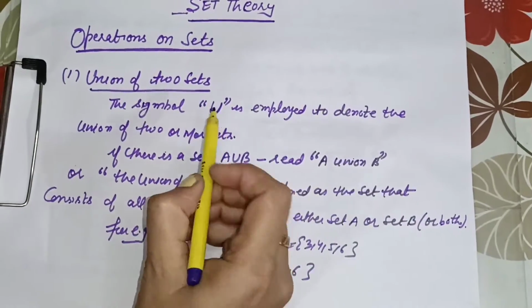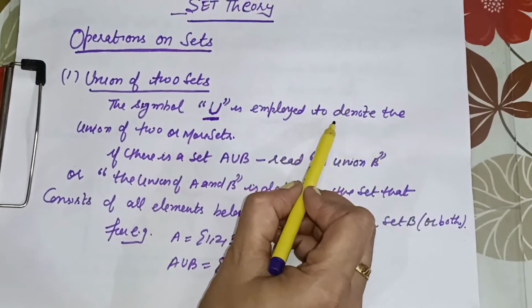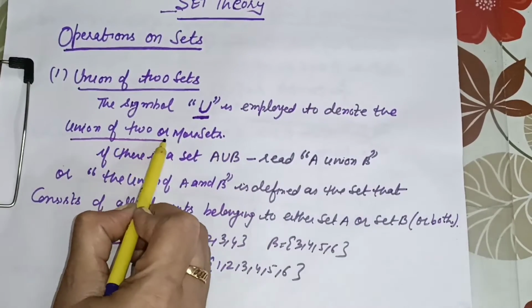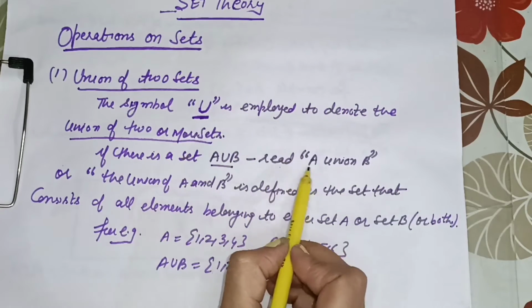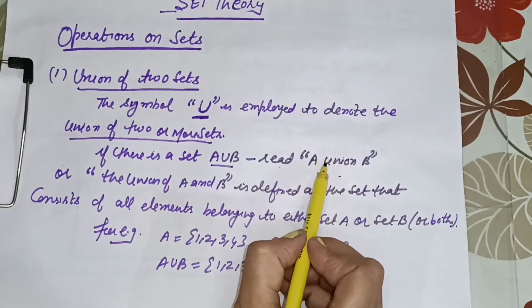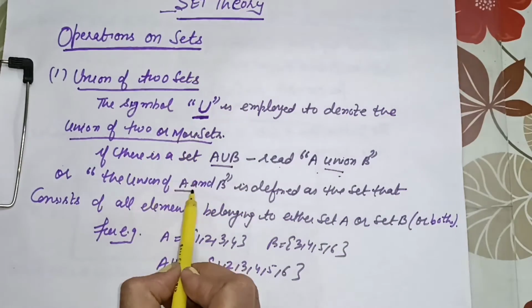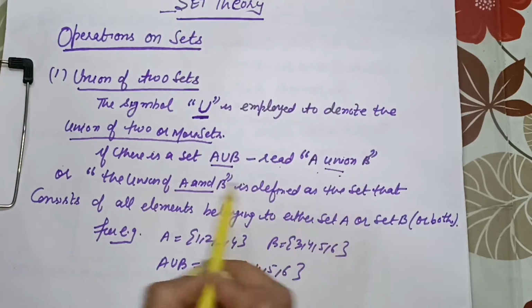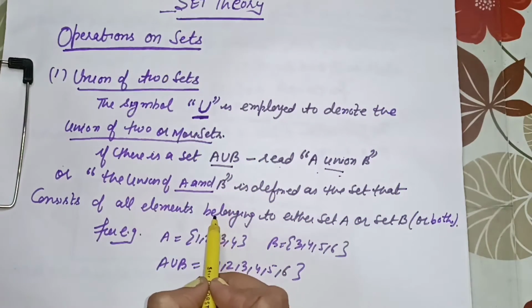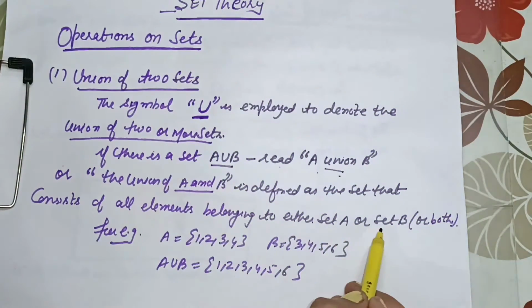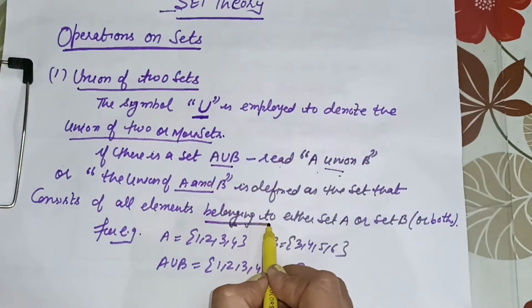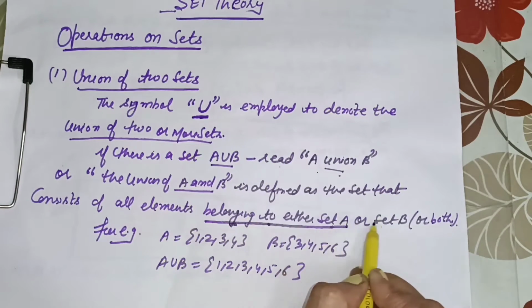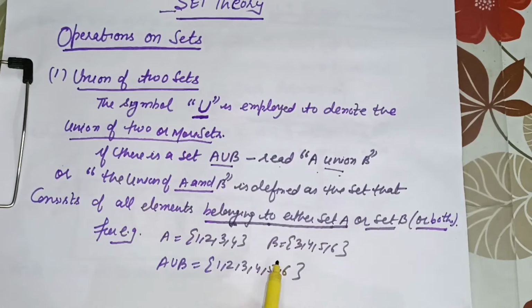The symbol ∪ is used to denote the union of two or more sets. The union of A and B, written A ∪ B, is defined as a set that consists of all elements belonging to either set A or set B or both. That means this is the definition. Whenever we are talking about A ∪ B, it means the elements of set A or set B or both, without any repetition.